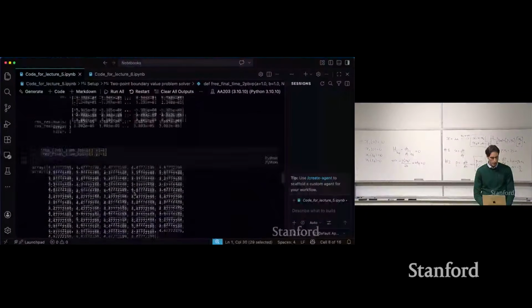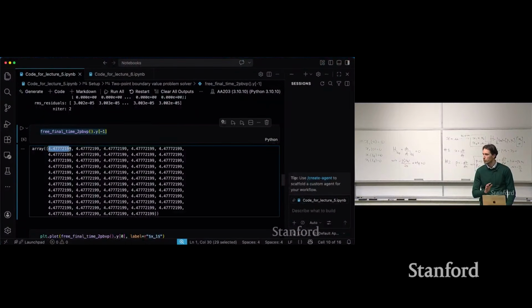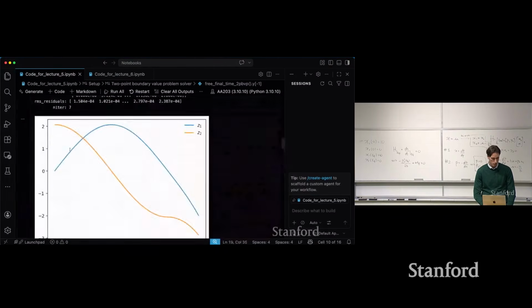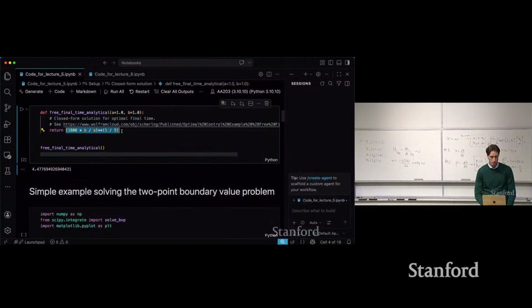And if we run this, what we get is that the final time is equal to 4.47, which, if you recall, is exactly what we were getting by the analytical solution. So if you remember, our analytical solution was looking something like 1800 times B over A to the power of 1 over 5, and this is 4.47.